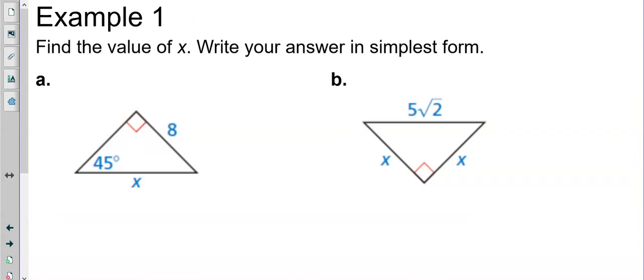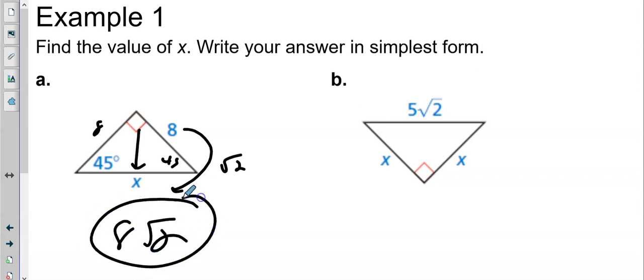This is obviously 45-45-90. Here is my hypotenuse, opposite the right angle. The legs are both the same. These are both 45. So all I'm going to do is simply multiply by radical 2, and that's my answer. I leave it like that. 8 times the square root of 2.